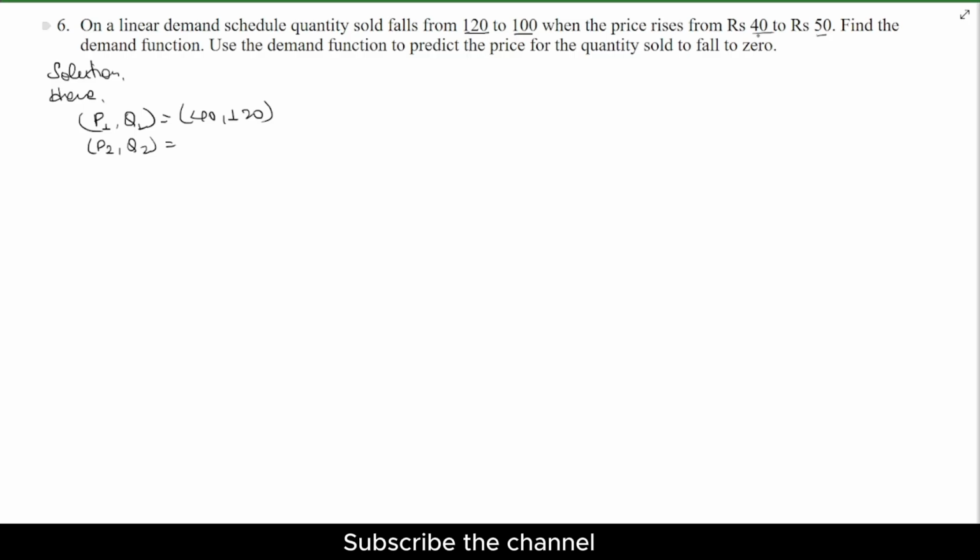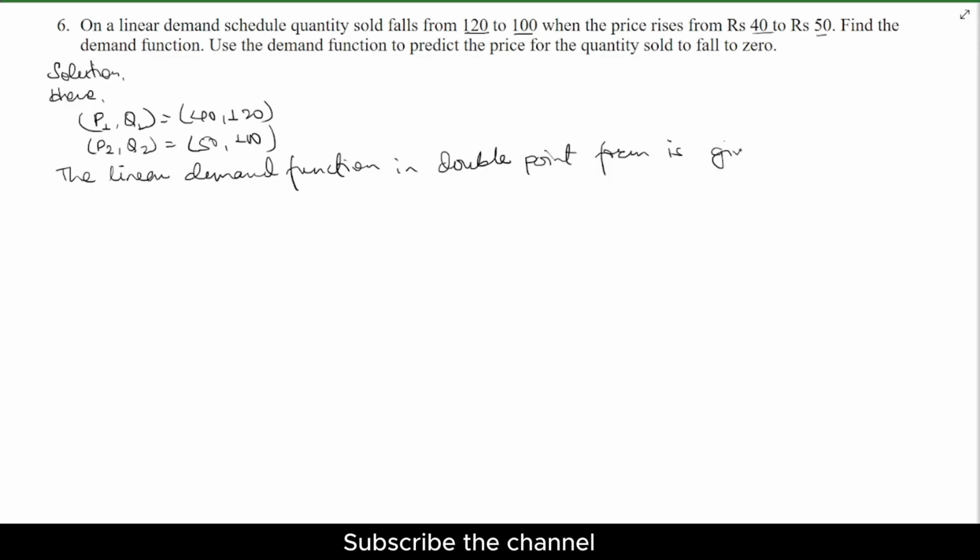P2, Q2 means for 50, the quantity is 100. The linear demand function in point form is given by Q minus Q1 equals Q2 minus Q1 over P2 minus P1, and then P minus P1.